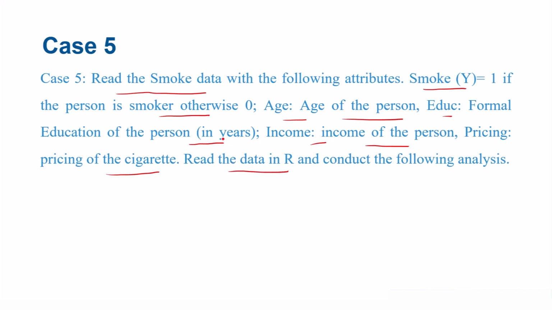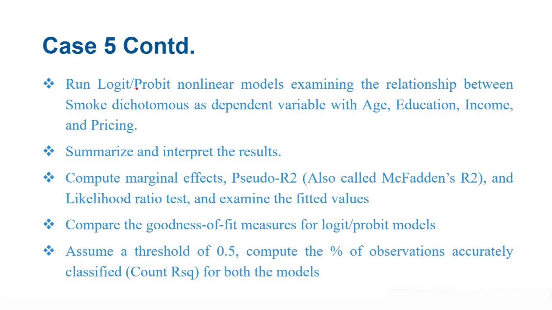We'll read the data in R, and then we'll conduct the following analysis. First, we'll run the logit and probit nonlinear models to examine the relationship between smoker, which is a dichotomous dependent variable, with age, education, income, and pricing. We'll summarize and interpret the results. Next, we'll compute the marginal effects, goodness of fit measures such as pseudo R square, likelihood function value, and we'll also examine the fitted values. We'll compare these values for both logit and probit models. Lastly, we'll take a threshold value of 0.5 and compute the percentage of observations accurately classified, which is the count R square measure, for both the models, and compare their performance in predicting the observations correctly. With this, we'll conclude the case.